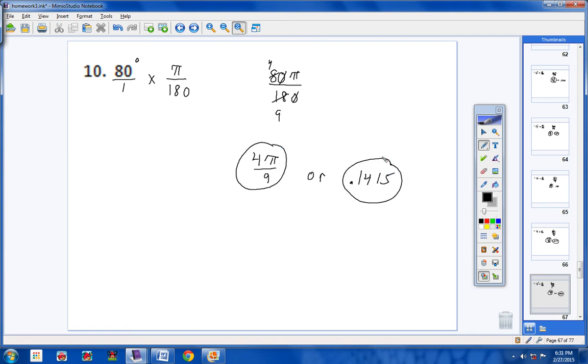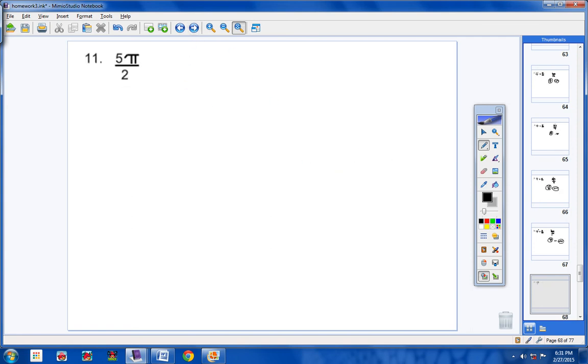Now for the next 10, we're going to convert radians to degrees, okay? Anytime you convert radians to degrees, you multiply by 180 over pi, okay? So your pi's will cancel, and then 5 times 180 would be 900. 2 times 1 would be 2, and 900 divided by 2 is 450. So there we go. 5 pi over 2 is 450 degrees. Okay?